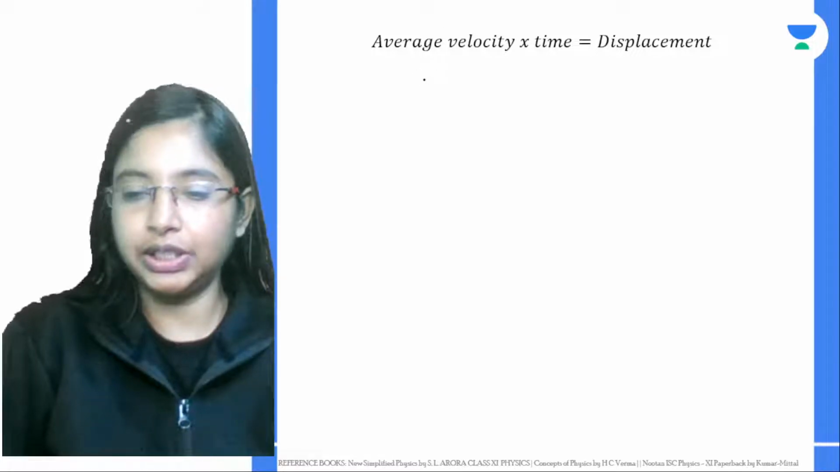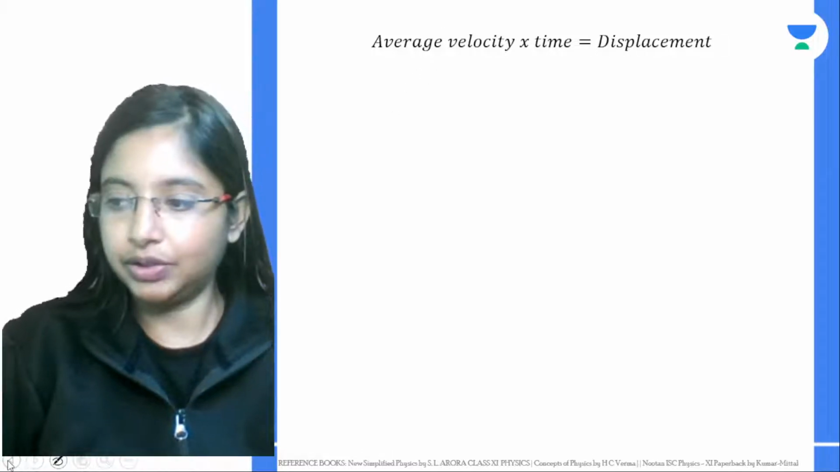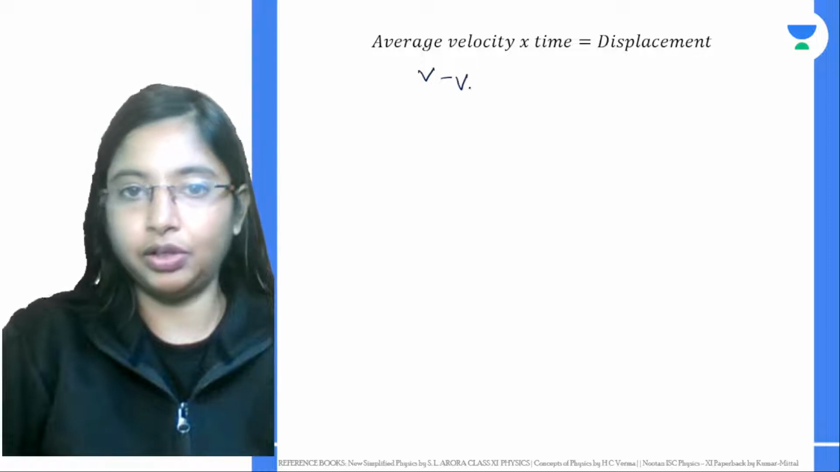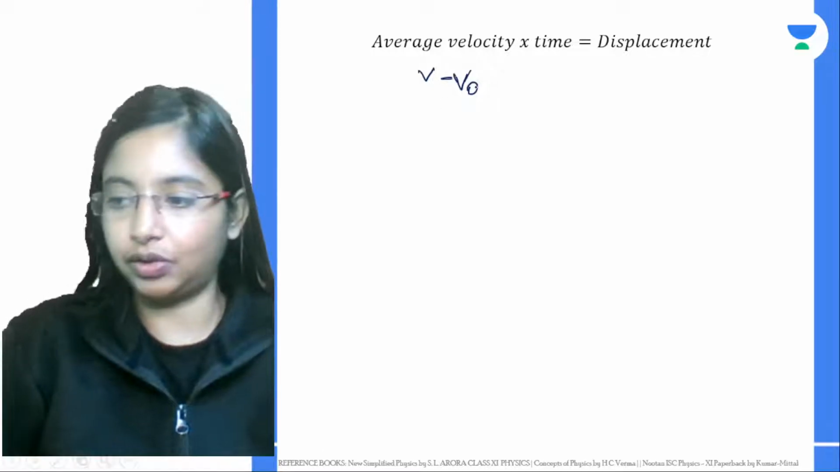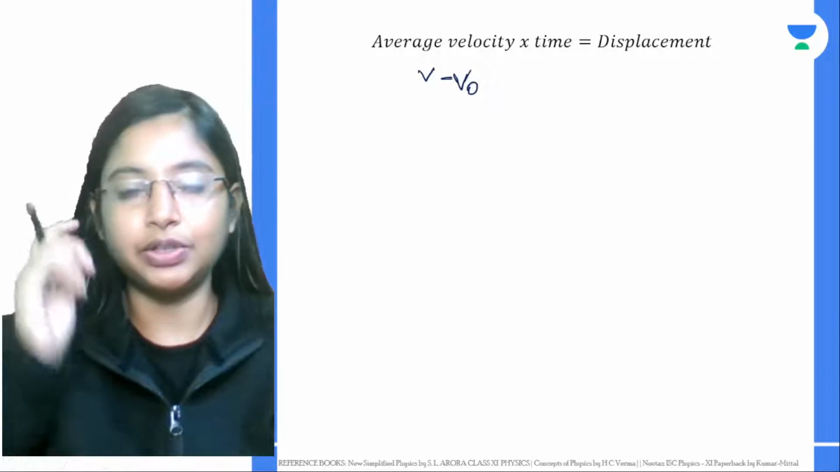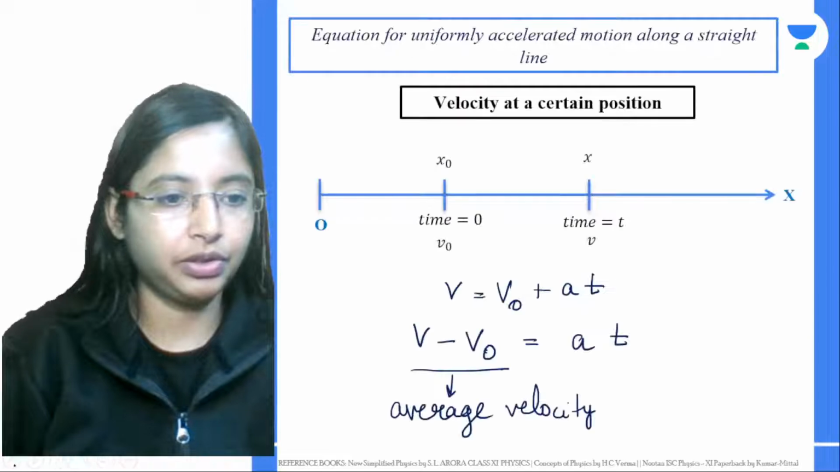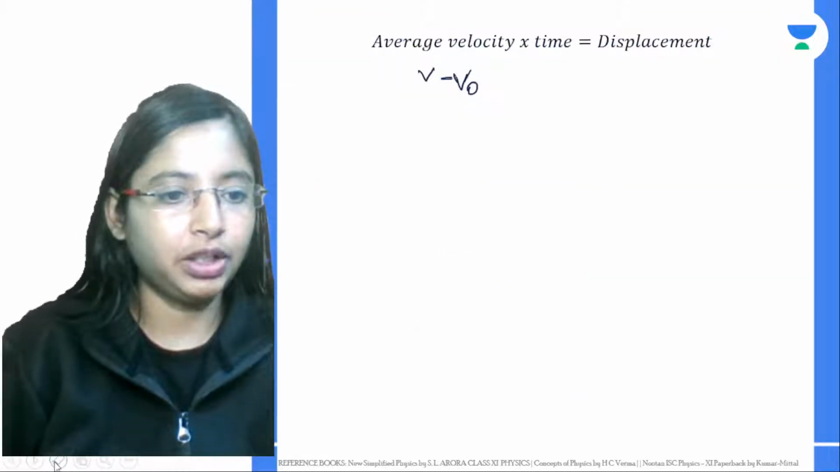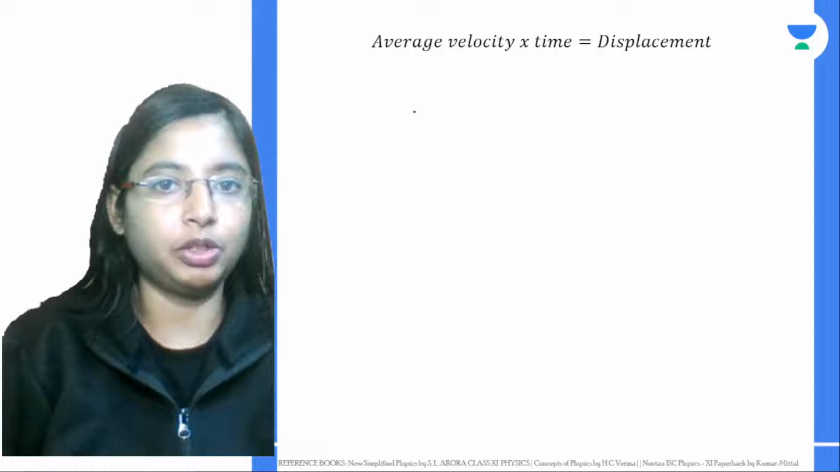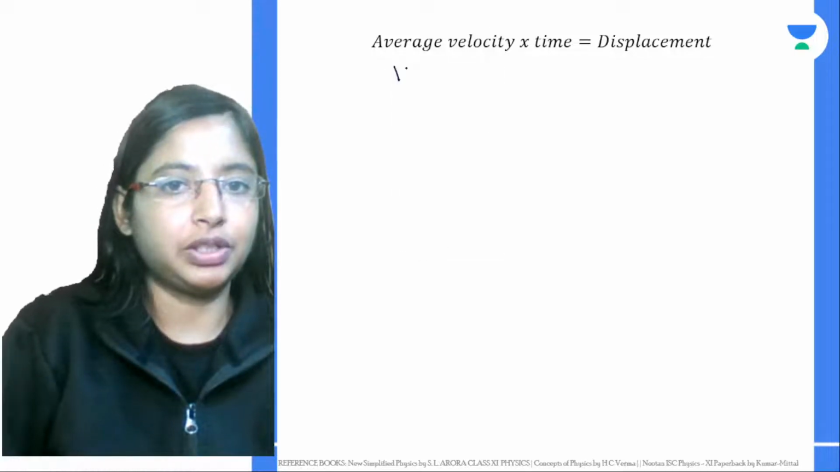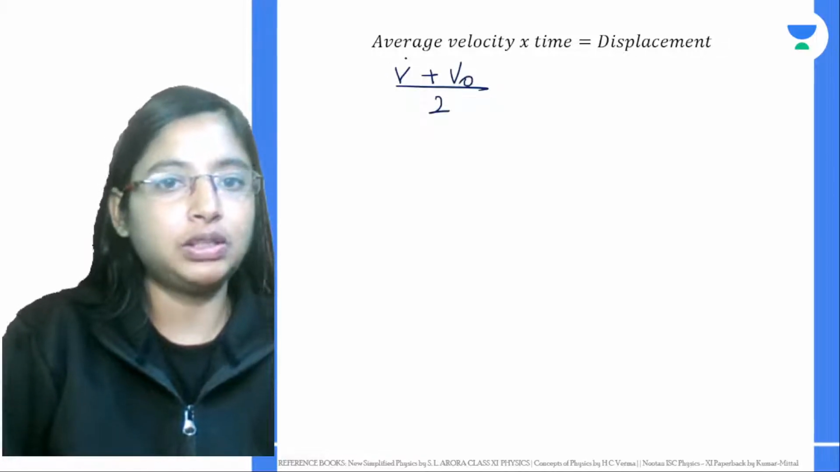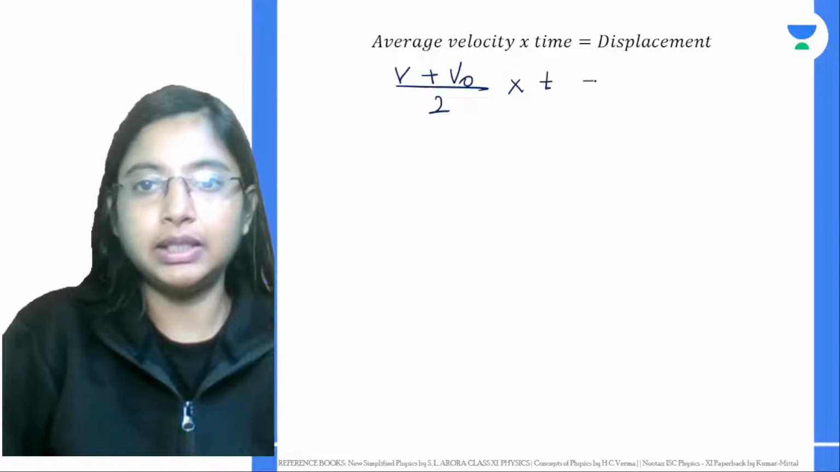Okay, what is average velocity in this case? I'm really sorry about this: v minus v naught actually gives you the change in velocity, right? But when you're talking about average velocity, it is the final velocity plus the initial velocity, divided by 2. That will give you the average velocity, into time, and this is equal to displacement.